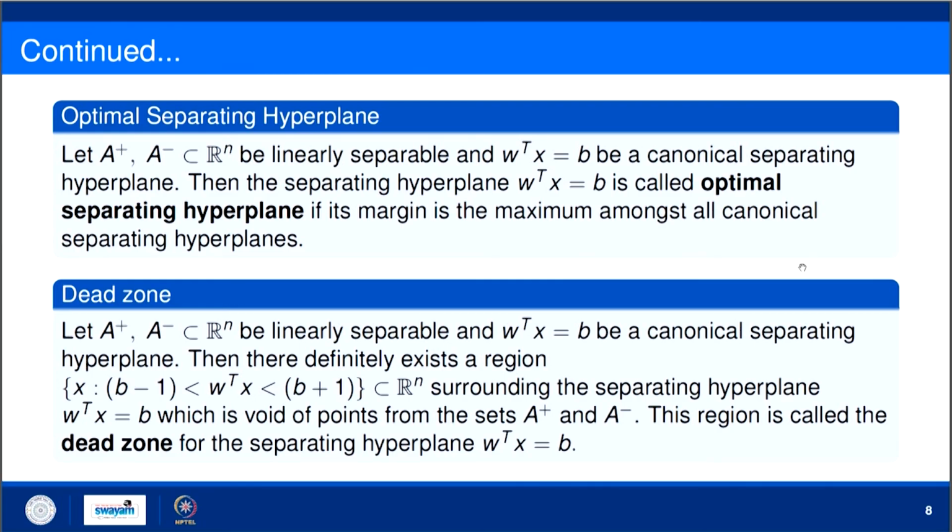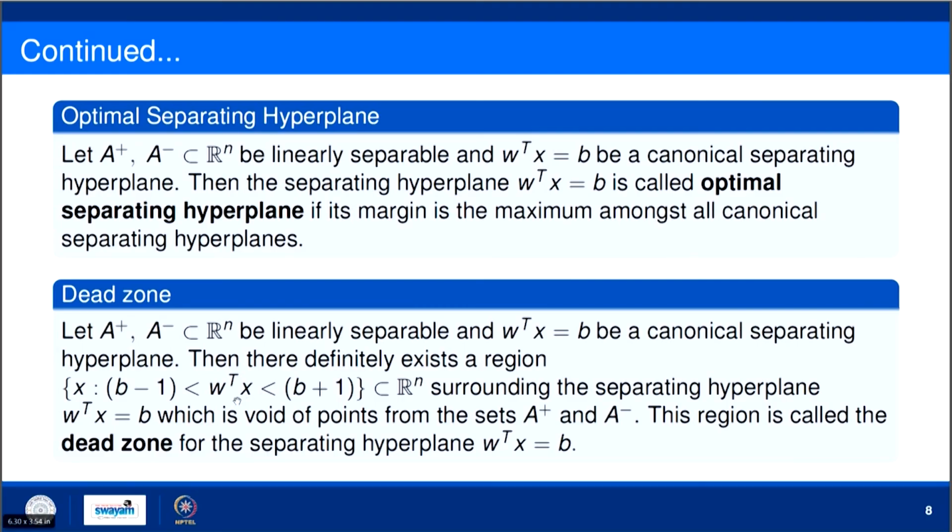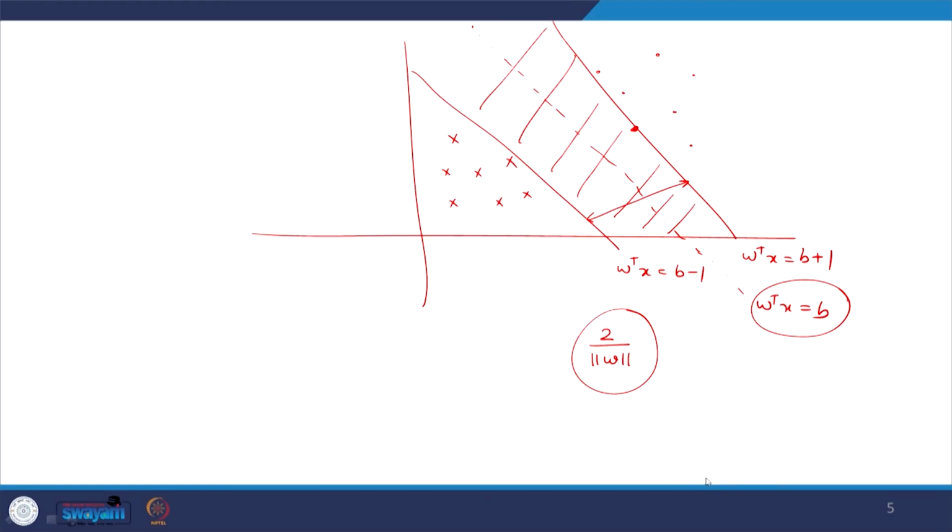Now, what is the dead zone? This region is called the dead zone. Dead zone basically means all that region where W transpose x is less than B plus 1 and greater than B minus 1, where there is no point from A plus or A minus. That region is called the dead zone.